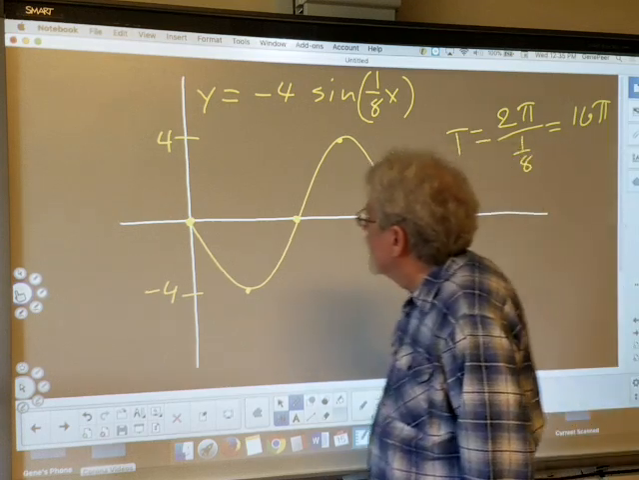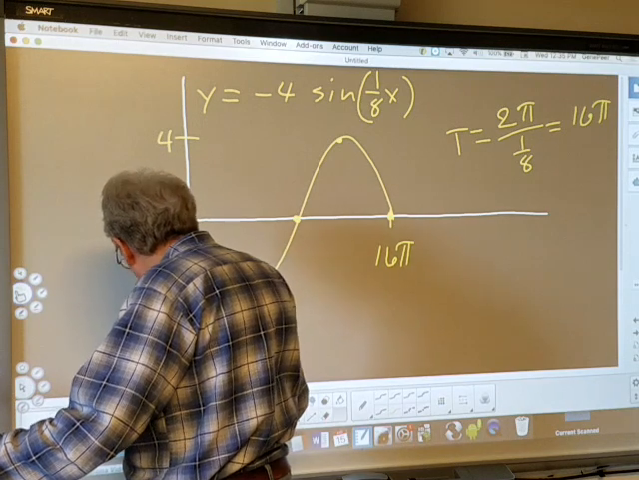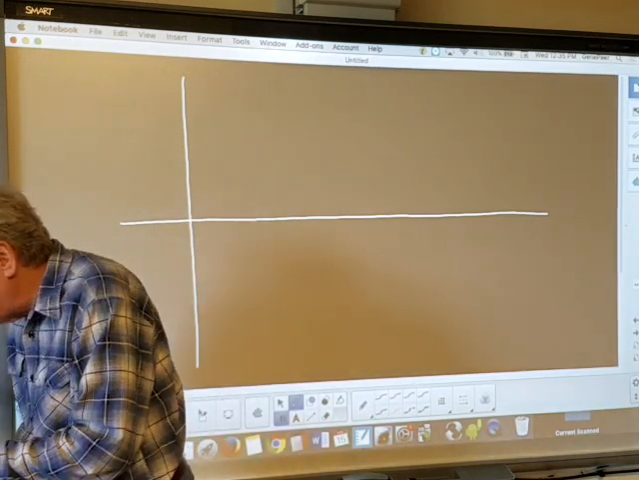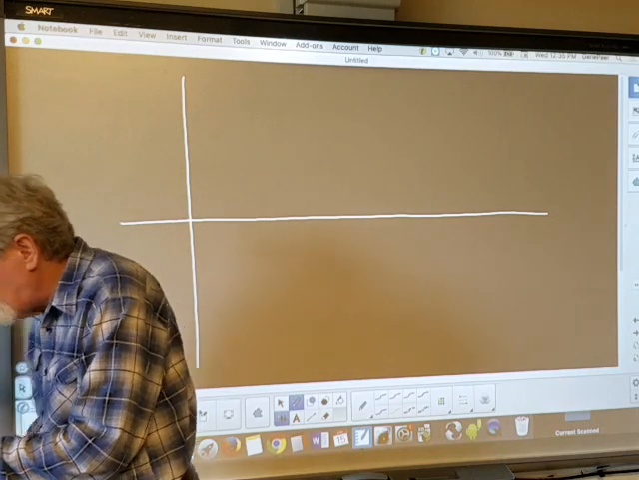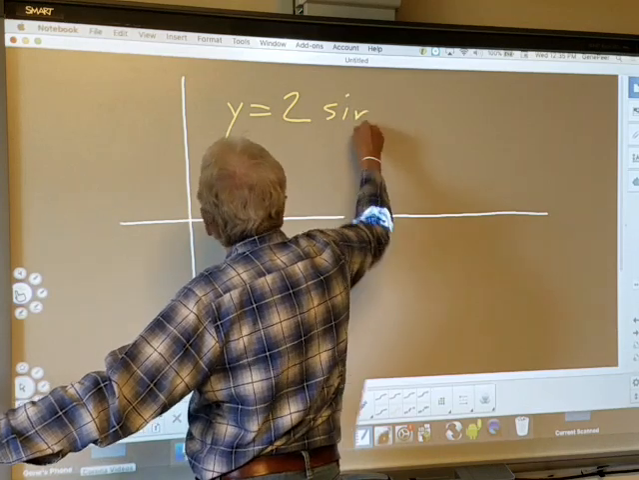Okay, that was the last one in that set. Now we jump down to number 68, something a little bit easier. For 68, we want to write the function. It's a sine function, we're told. Amplitude is 2, so y equals 2 sine of something.